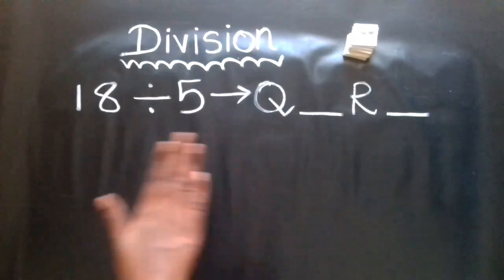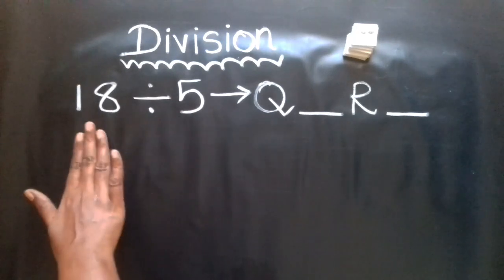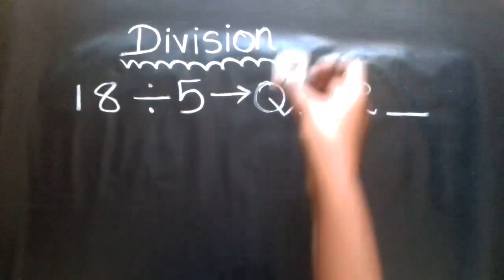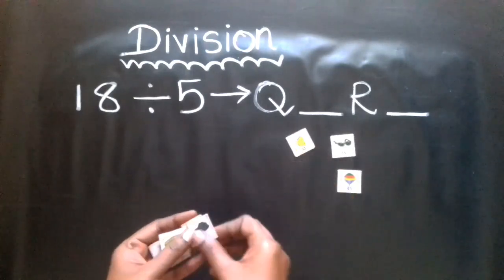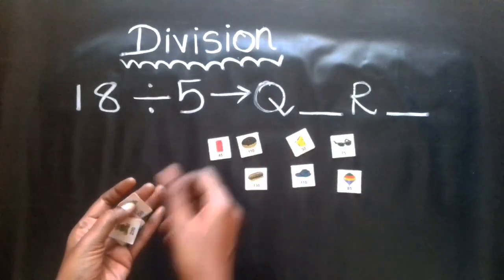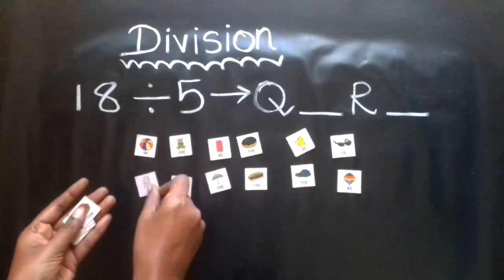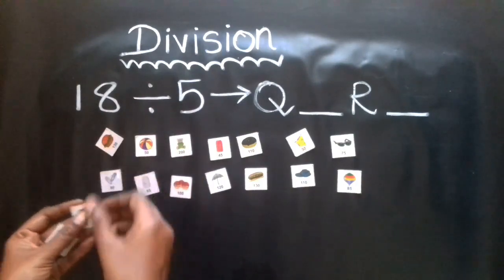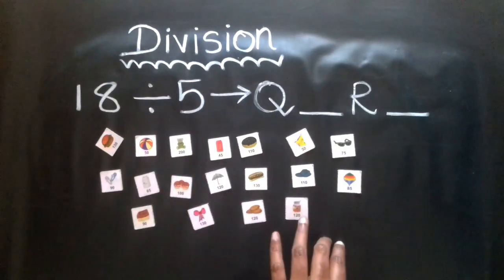Now let's consider one more example. 18 divided by 5, which means we need to take 18 cards. Now let's count these cards. 1, 2, 3, 4, 5, 6, 7, 8, 9, 10, 11, 12, 13, 14, 15, 16, 17, 18.